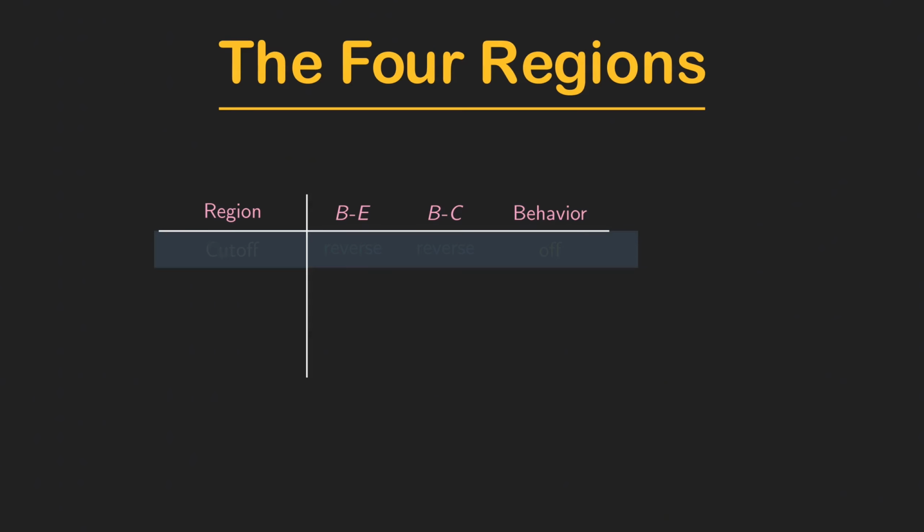The first region is cutoff. Both junctions are reverse biased. There is no injection, so there is essentially no collector current. The transistor behaves like an open switch. A very small leakage current still flows, so it is nearly off, but not perfectly zero.